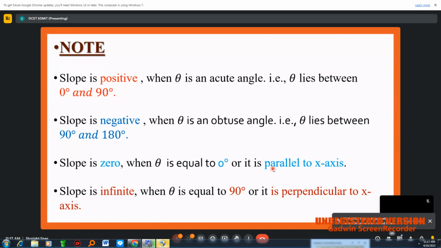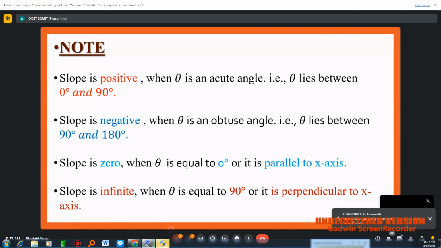0 degree is nothing but a line parallel to the x-axis, such that you have one line and another line. The two lines will not meet, so there is no angle between them, it is called 0 degree. So when theta is 0, we will get the slope as 0. If theta is 90 degree, that is a perpendicular, and for a perpendicular the slope is infinite.